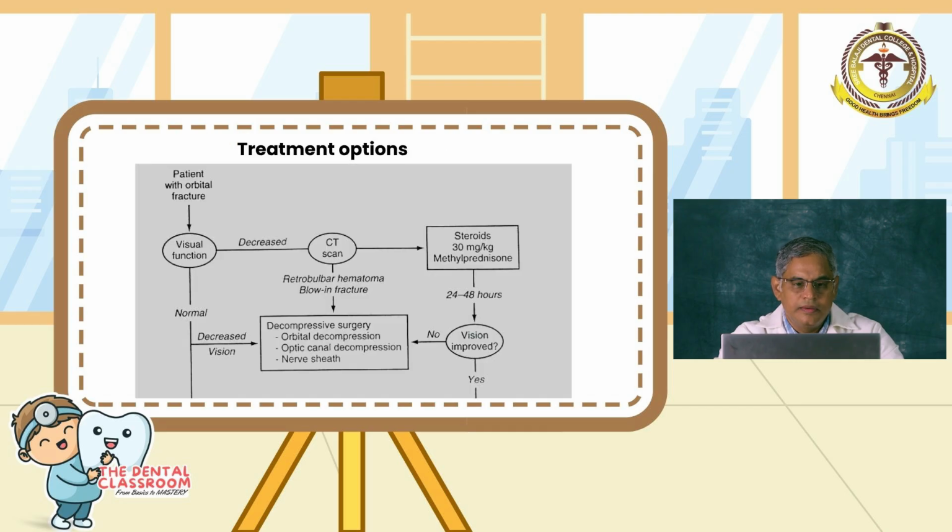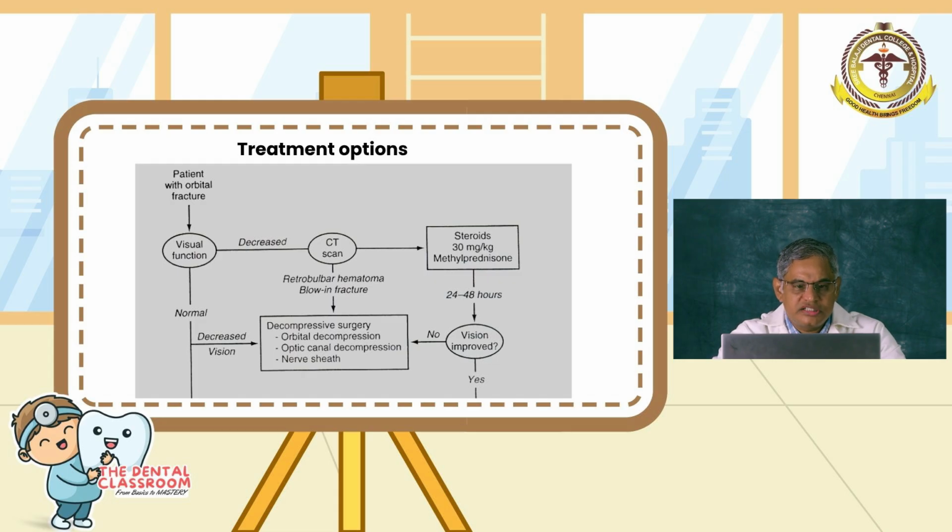Treatment options. In a patient with orbital fracture where visual function is decreased, get a CT scan and give steroids, 30 mg per kg methylprednisolone. If CT shows retrobulbar hematoma or blow-in fractures, perform decompressive surgery: orbital decompression, optic canal decompression, nerve sheath decompression. If visual function is normal, do immediate fracture repair, with steroids for severe fractures.